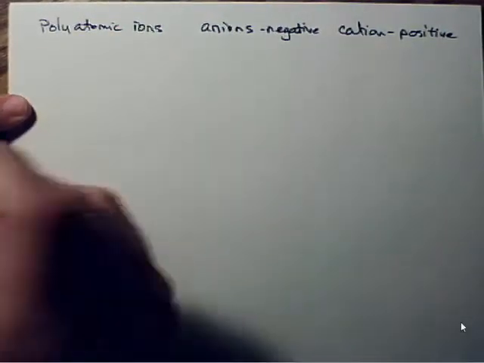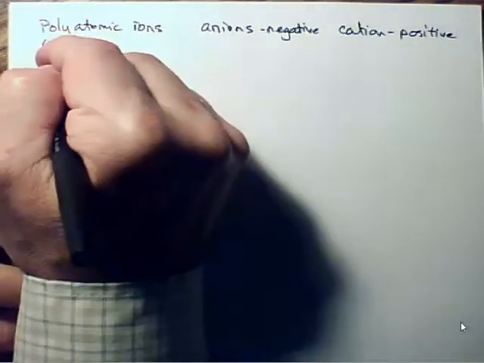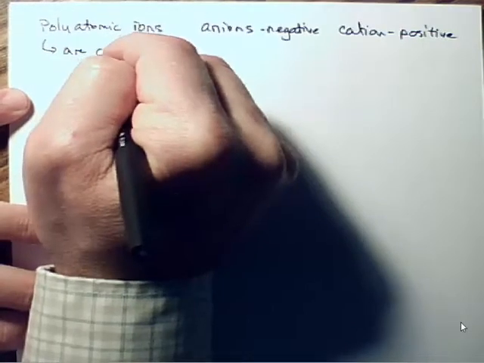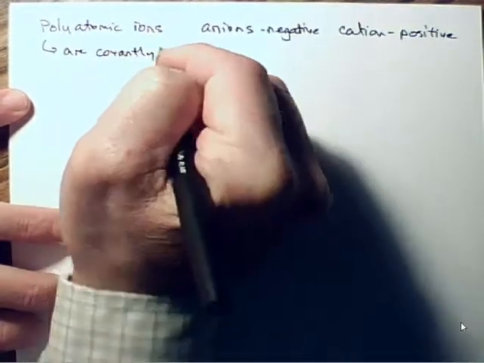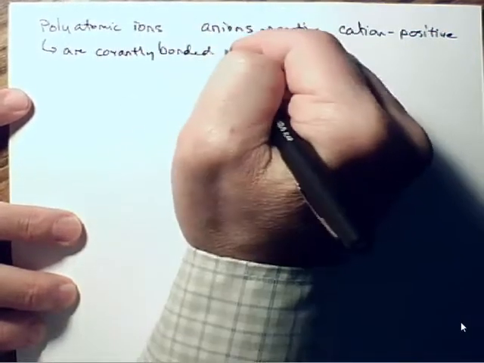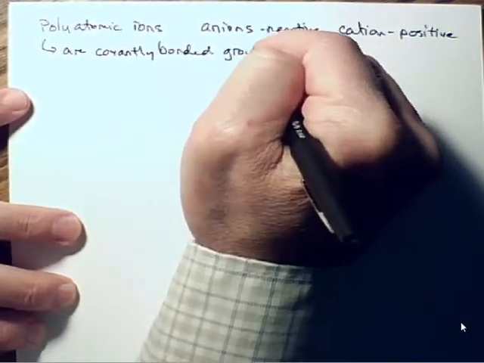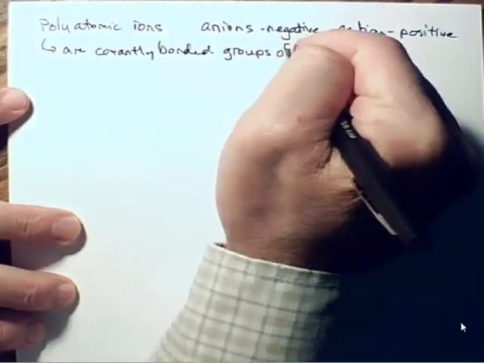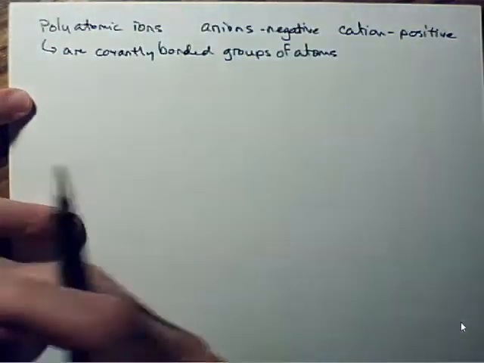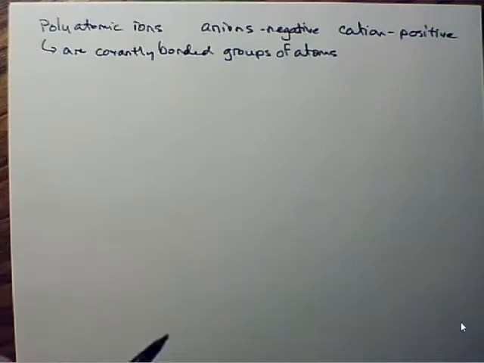Okay? Polyatomic ions. These are covalently bonded groups of atoms. So they're covalently bonded together. It's like molecules. They're covalently bonded together.